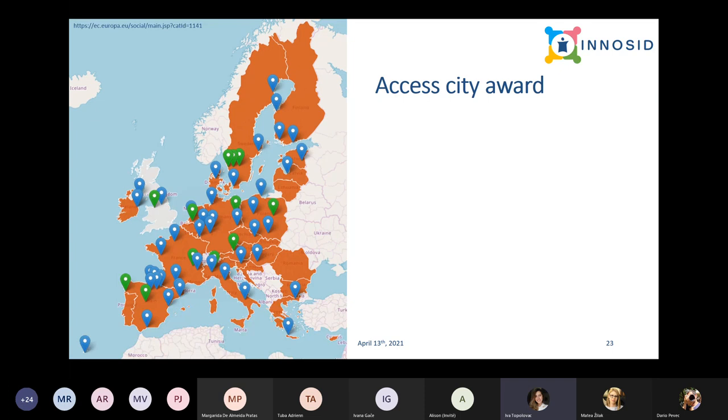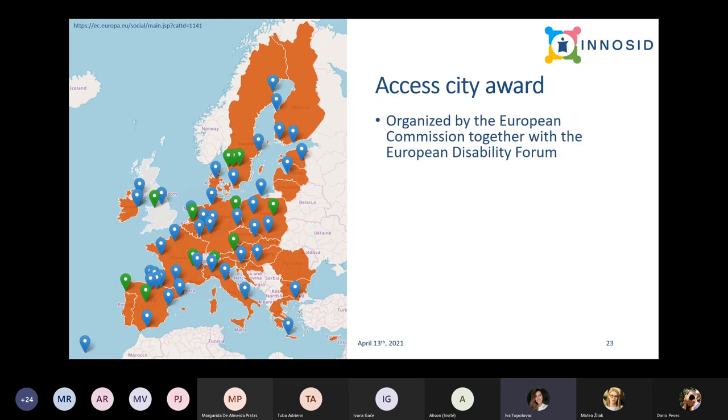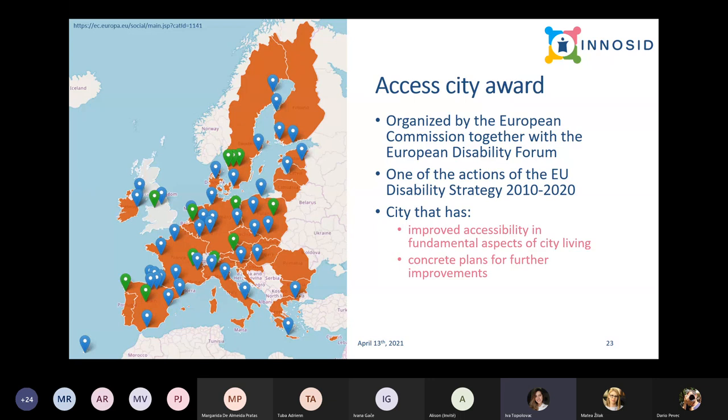Moving on to the Access City Award. The Access City Award is an award that recognizes and celebrates a city's willingness, ability and efforts to become more accessible. It was first launched in 2010 with the European Disability Strategy. The 2021 winner was the city of Jönköping. I've done my research and I think this is the correct pronunciation. If we have some Swedish students or students who know Swedish, please correct me if I'm wrong.